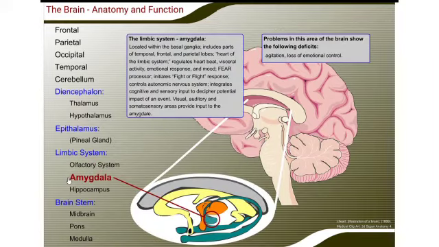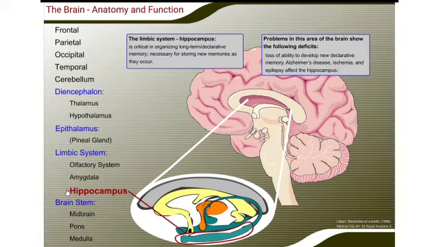Amygdala. Located within the basal ganglia, it includes parts of temporal, frontal, and parietal lobes. It is the heart of the limbic system and regulates heartbeat, visceral activity, emotional response, and mood. It is a fear processor and initiates fight or flight response. It controls the autonomic nervous system, integrates cognitive and sensory input to decipher potential impact of an event. Visual, auditory, and somatosensory areas provide input to the amygdala. Problems in this area of the brain show the following deficits: agitation and loss of emotional control.